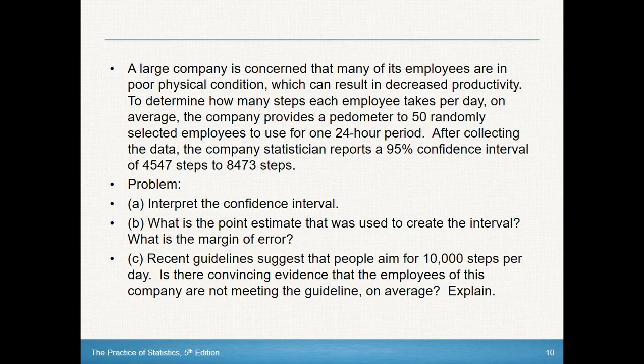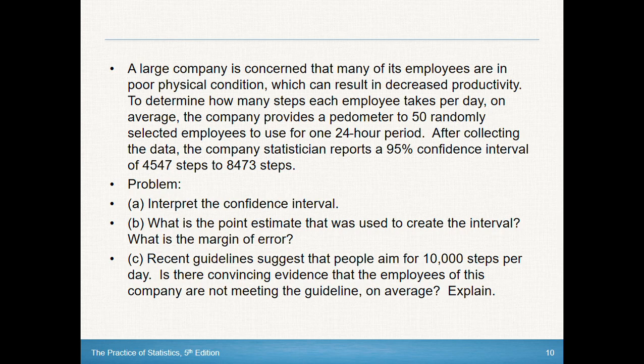Here we have another example. So let's take a look at this one real quick. There's a company and they want their employees to be in good physical condition. So they give a pedometer, which is like an old school Fitbit, right? That just counts how many steps you're taking. So they give it to 50 people, and then they collect data on how many steps they took in 24 hours. The company statistician reports a 95% confidence interval between 4,547 steps to 8,473 steps.